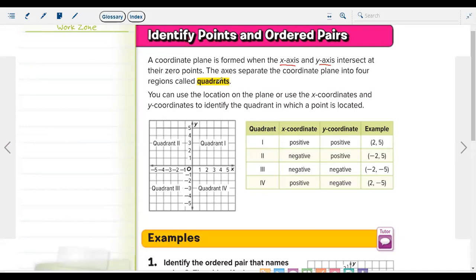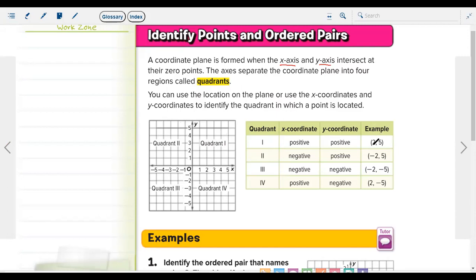called quadrants. This is the first quadrant, second, third, fourth: quadrant I, quadrant II, quadrant III, quadrant IV. Of course, you know I, II, III, IV are 1, 2, 3, 4. So you need to remember this very well. What is special about quadrant I? It has the branch of x positive and the branch of y positive. So the x is positive and the y is positive.